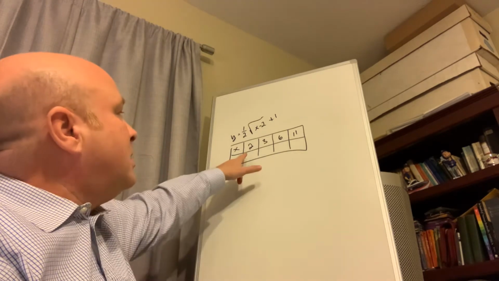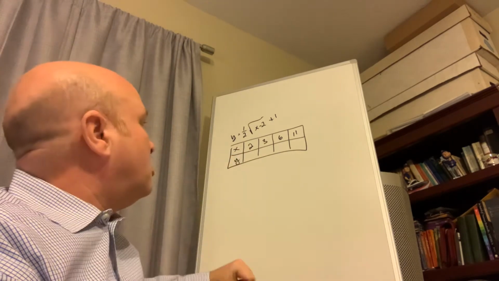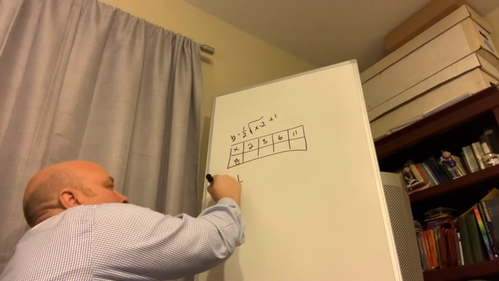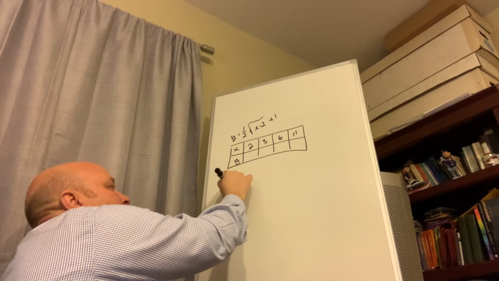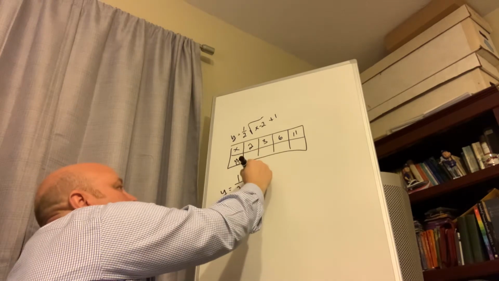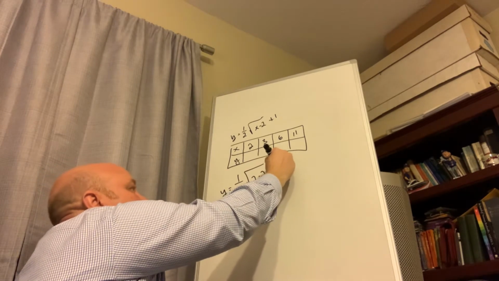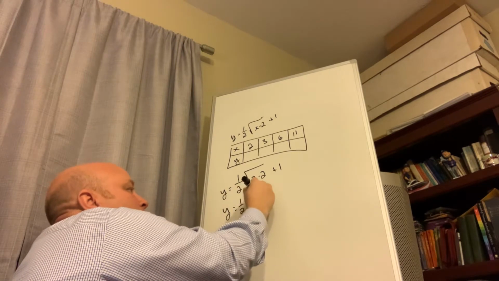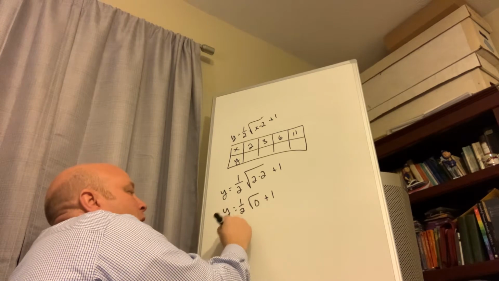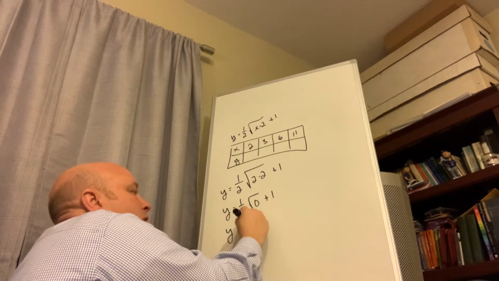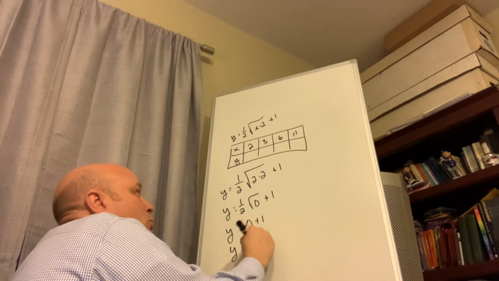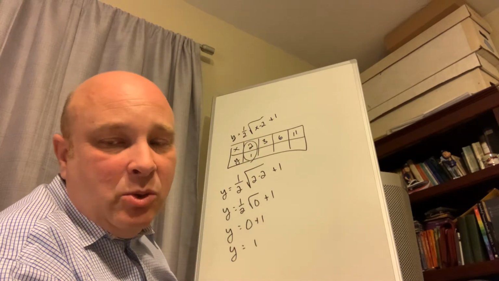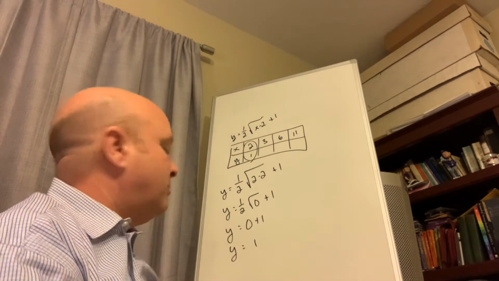All right, so now I'm going to calculate a y for each of those. So let's pretend that I've taken my x here and I have y equals 1/2 the square root of 2 minus 2 plus 1. So y equals 1/2 of the square root of 0 plus 1. So y equals 0 plus 1. So y equals 1. All right, that's my first ordered pair. When x equals 2, y equals 1. Easy.